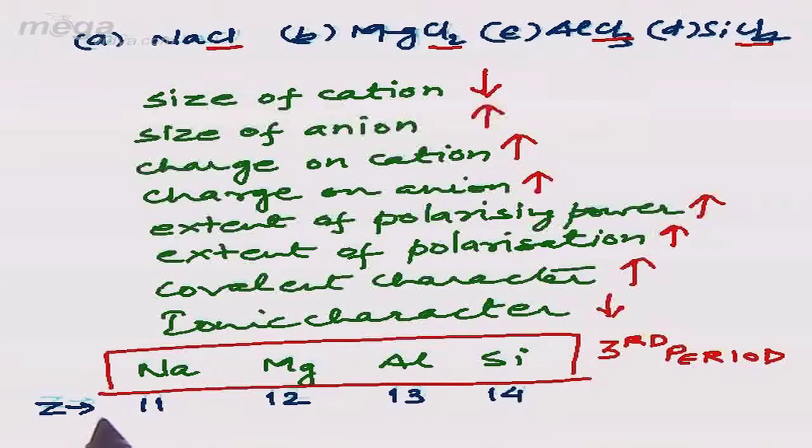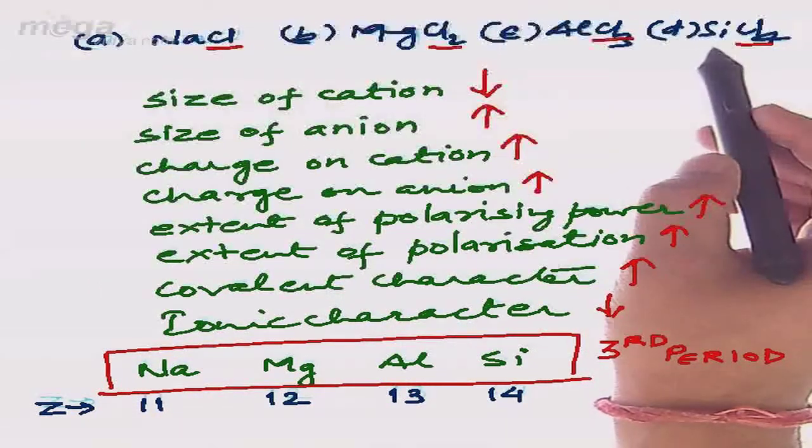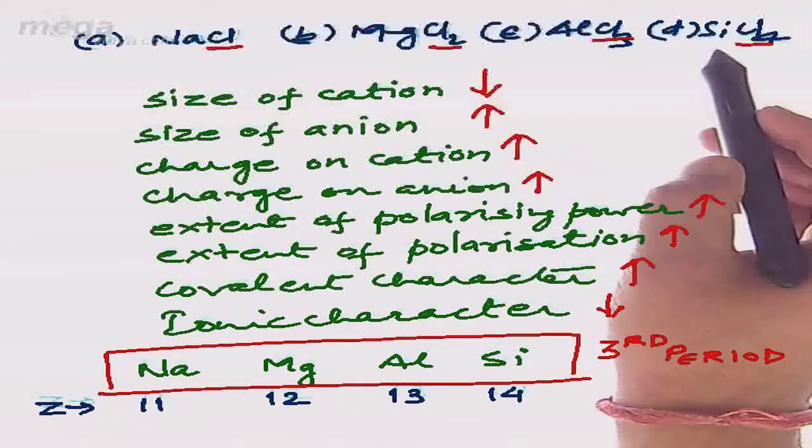Now as we find that the atomic number is increasing from sodium to silicon, the increase in the atomic number will increase the nuclear charge, which in turn will decrease the size. So among the four, silicon will have the smallest size, larger to which is aluminium. Now the atomic radius of magnesium will be greater than aluminium, and sodium's will be greater than magnesium. That means among these four compounds, silicon will have the smallest size, so it will possess the maximum covalent character.